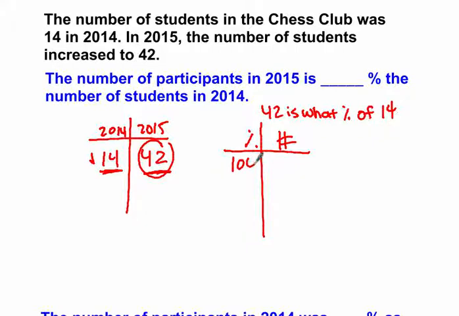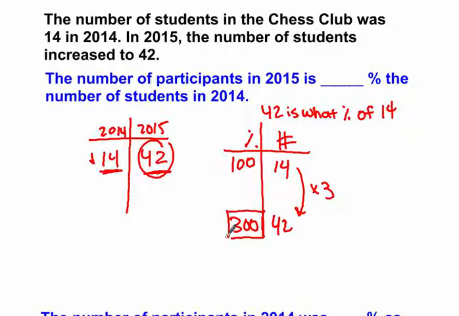Well, 100% of 14 would be 14. But now, instead of looking at that increase, we want to get to 42. So to go from 14 to 42, it's like multiplying by 3. And we'll do the same thing here. So it's 300%. Wasn't that interesting?